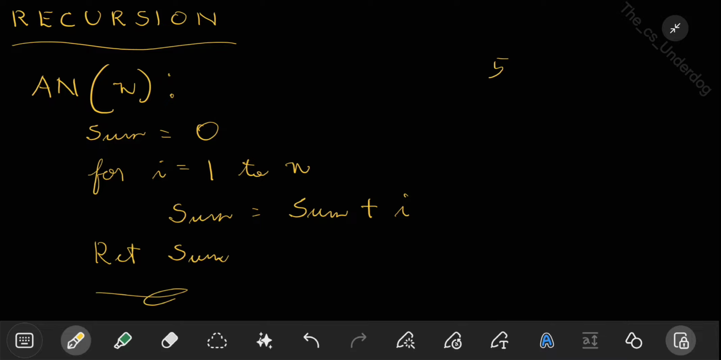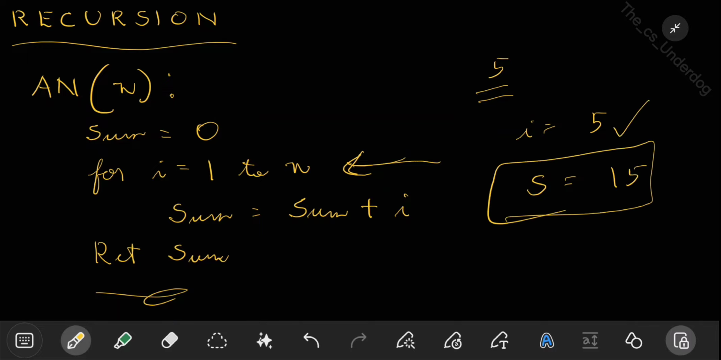So what will happen if you give n as 5? At this point sum will be 0. From 1 to 5, you are iterating through this. Your sum is initially 0. At i equal to 1, sum equals 0 plus 1, which is 1. Then i will be 2: 1 plus 2 is 3. Then i equal to 3: 3 plus 3 is 6. Then i equal to 4: 6 plus 4 is 10. Then i equal to 5: 10 plus 5 equal to 15. So you got the sum of the first 5 numbers, which is 15. So this is the iterative solution for that.